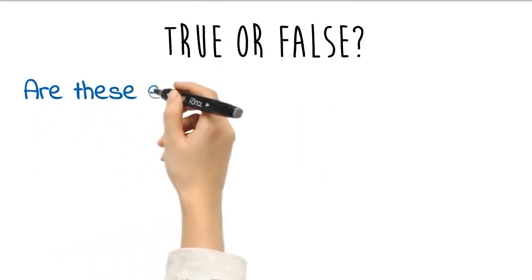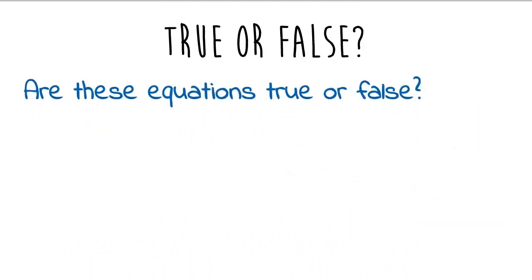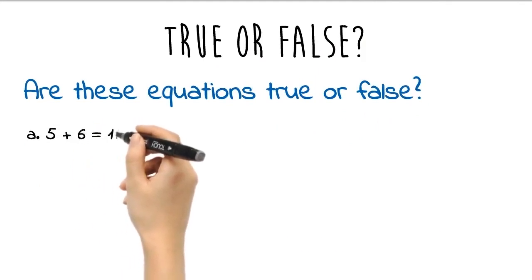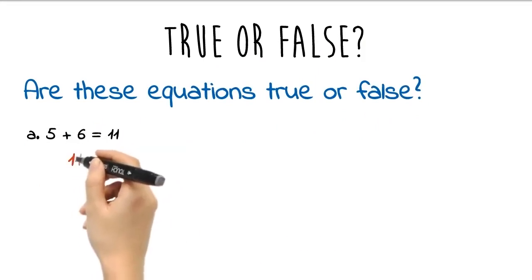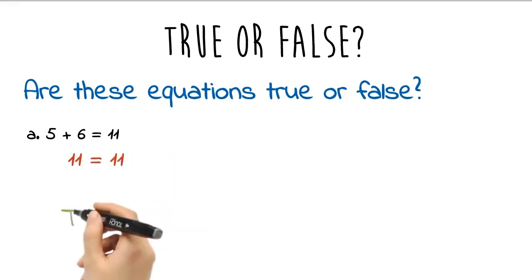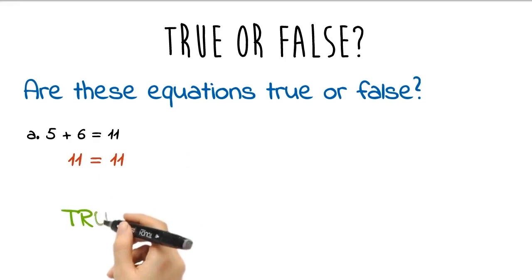Let's now practice classifying equations as true or false. If we have an equation 5 plus 6 equals 11, then we need to solve the equation first to determine if it is true or false. 5 plus 6 gives us 11, therefore the equation is true because the left-hand side equals the right-hand side.